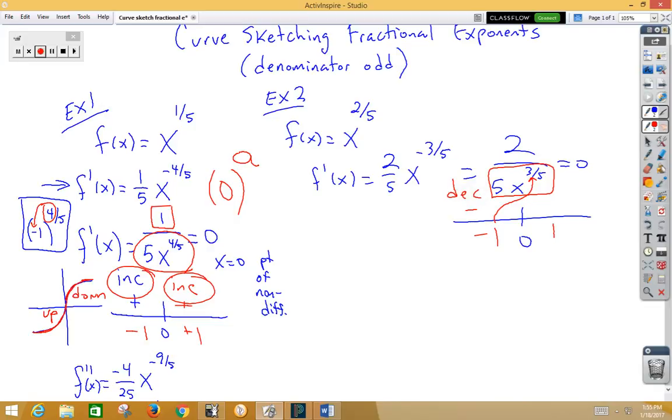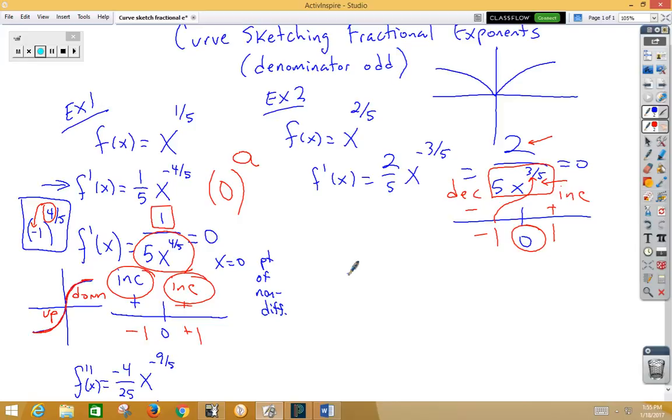If I choose something to the right of 0, like positive 1, now I've got a positive number divided by a positive number is a positive number. I know the graph increases to the right of 0, but has a point of non-differentiability at 0. Well, that's making me think now that my graph is going to be this birdie shape, because it decreases, then it increases, and has a point of non-differentiability.